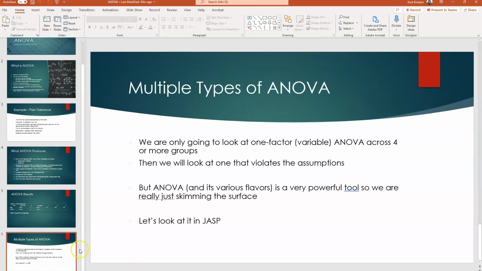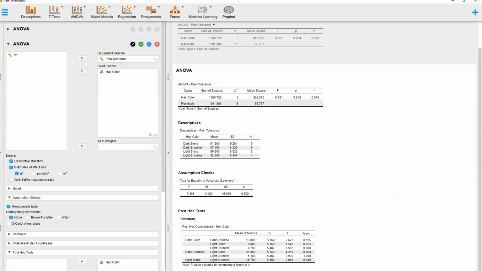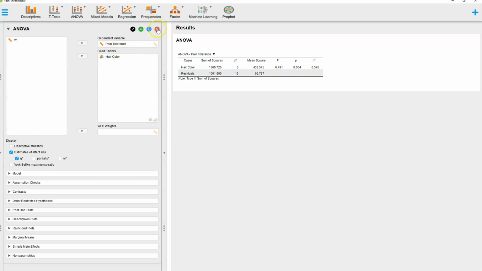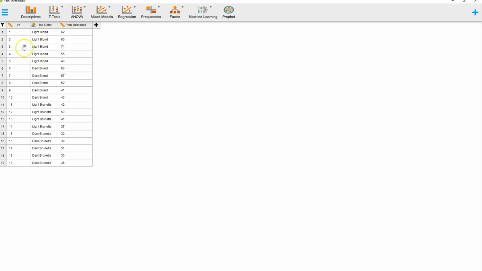So we'll take a quick look at this. I'm going to go ahead and bring this up in JASP. I think I already have it up in JASP. I'm going to close this out, though, and start over. I'm going to close that as well. And this is the data set.